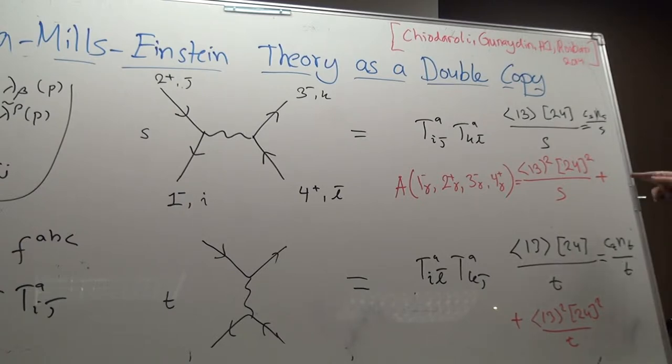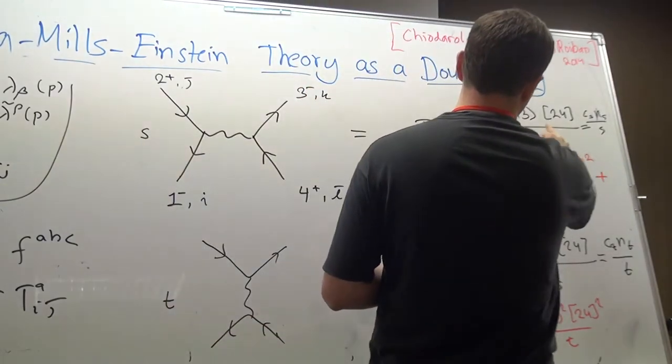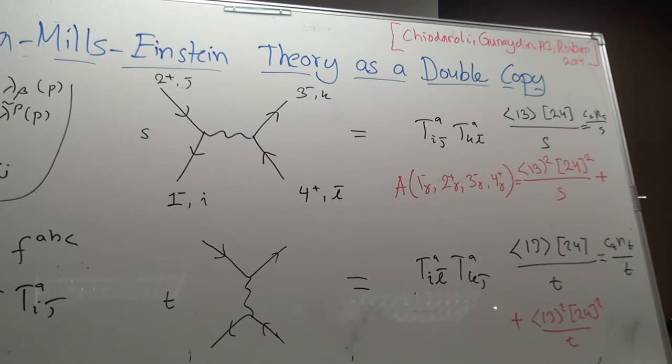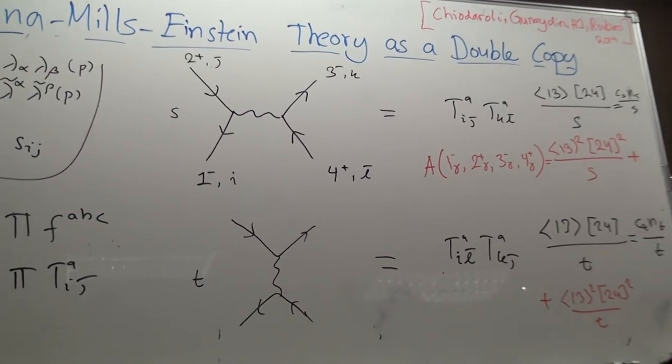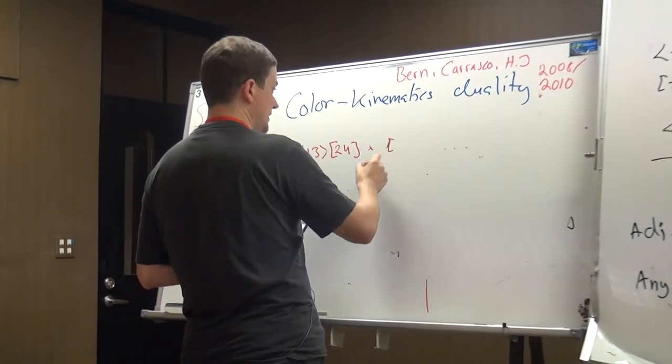Now I could have done a different thing. Instead of squaring each numerator, I could have taken the complex conjugate. So let me do that over here. So this is the first numerator, and then I take the second numerator to be the complex conjugate, and the complex conjugate is just changing the brackets.